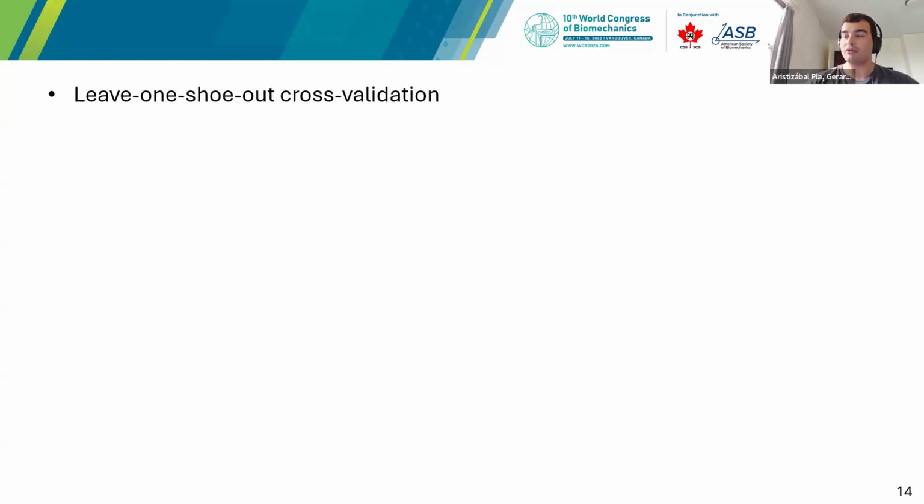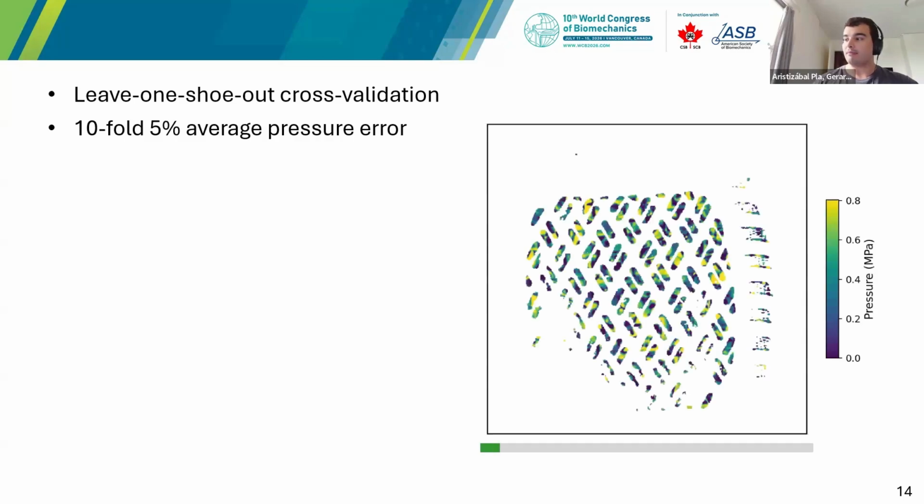We did a leave one shoe out cross-validation, and across 10 folds, we obtained an average pressure error of 5%. The idea is that once the model is trained, the model will start with a completely random pressure distribution, and then it will keep taking denoising steps until it converges to a physically realistic pressure distribution, as can be seen in the animation right here. I'm going to let it play one more time. And so that's pretty cool.